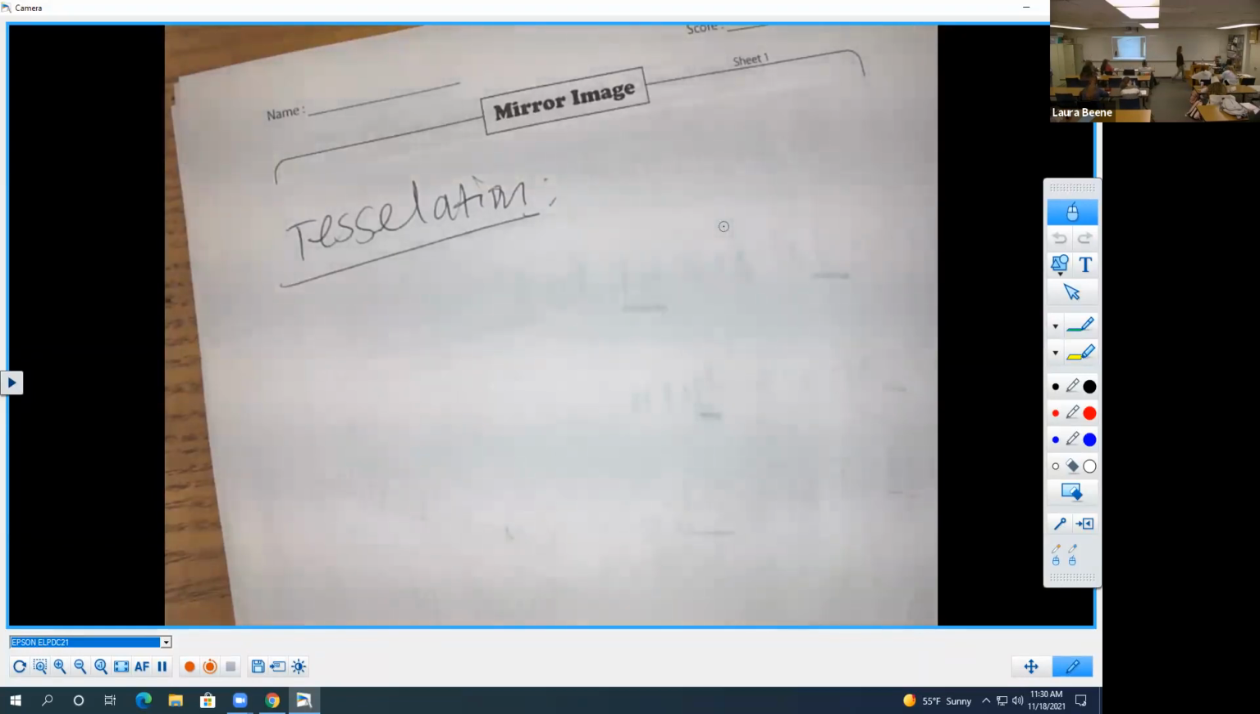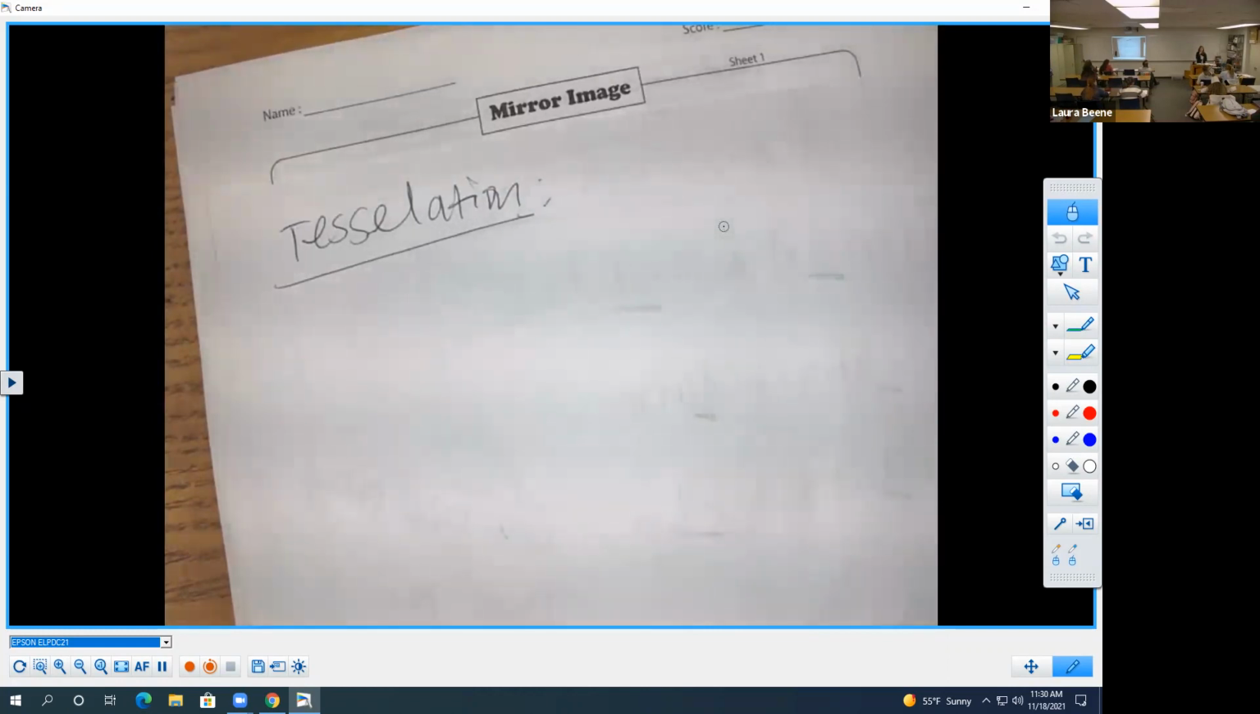Okay, a tessellation is basically a shape that tiles the page. It's a shape that's moved. It could be just translated, it could be rotated, it could be reflected. You can do lots of different things with it, but it basically just tiles the page.